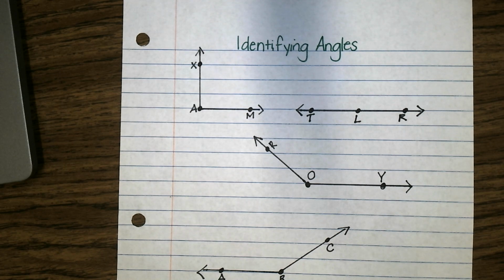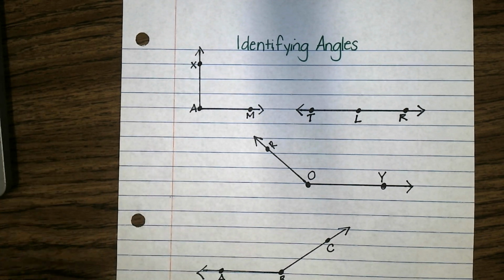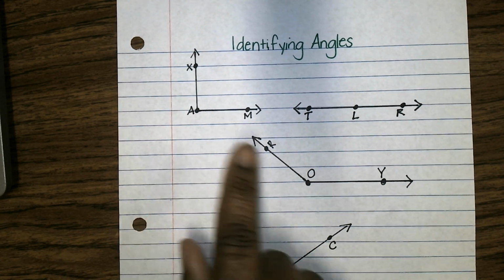Okay. So here's where it starts in fourth grade. At this point we're just identifying or classifying them based on the type. We're not using a tool to measure it for a specific number.